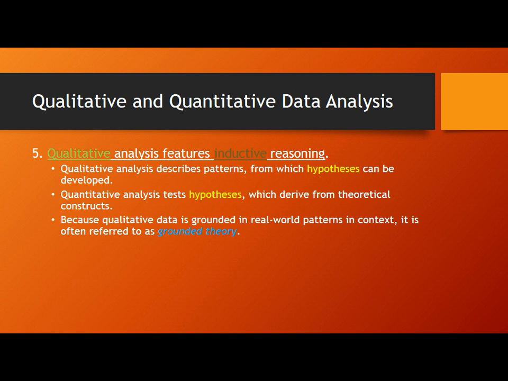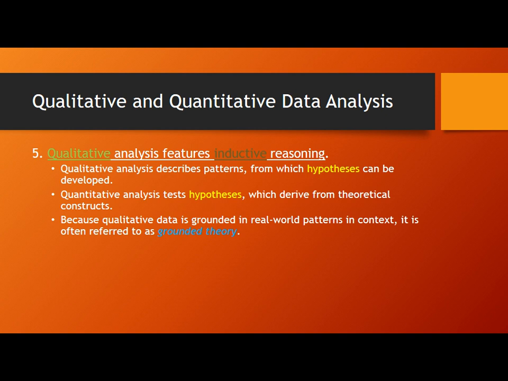So you can kind of see this as processes that are traveling in different directions on a highway, if that helps you. With qualitative, we're looking at patterns to hopefully formulate a hypothesis, whereas with quantitative, we're starting with a hypothesis and trying to test it with numbers.